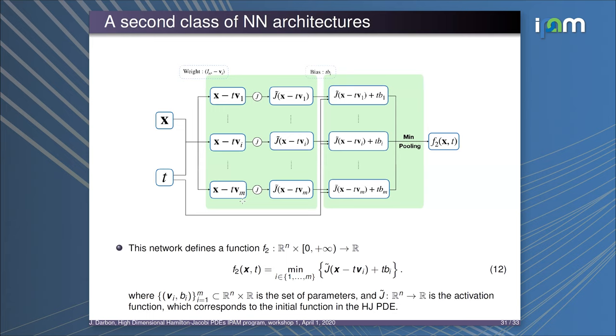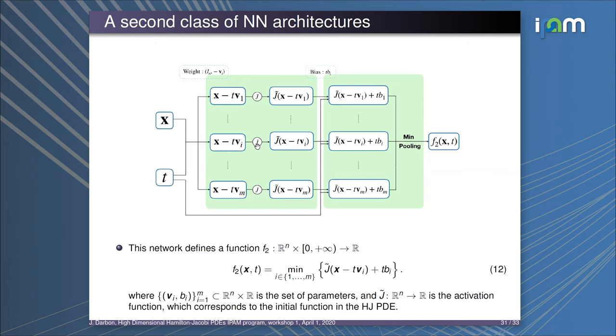Then you take the output of these neurons and you feed the activation function J tilde. You get this, and then you do an affine combination. Finally, you take the mean pooling. So you define that kind of function.